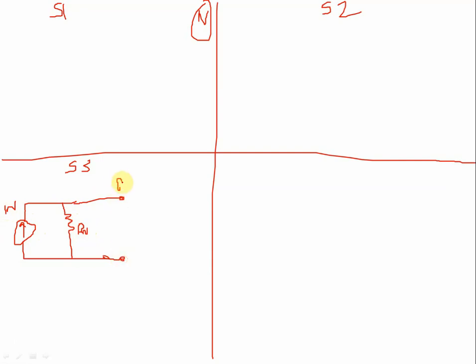So where did you see the A and B points previously? In the given problem, you have seen A and B. What is connected across A and B? The load resistance is connected. What is the load resistance? 8 ohm. That is connected in the given problem.